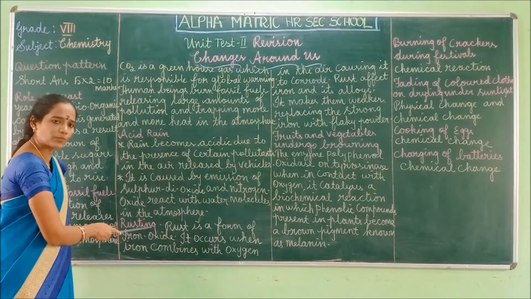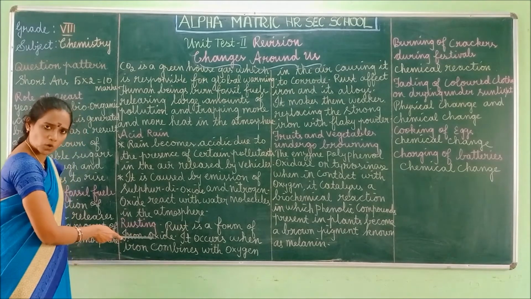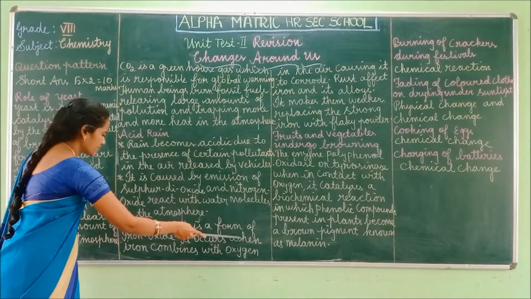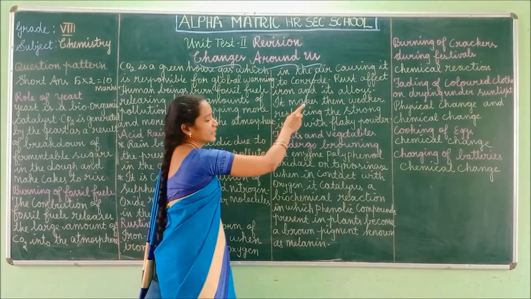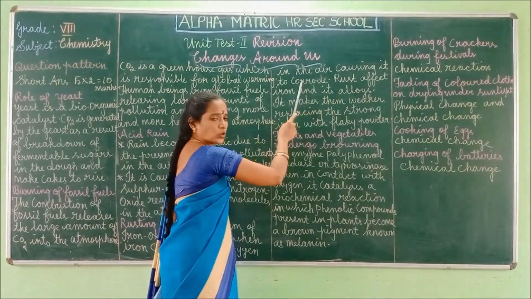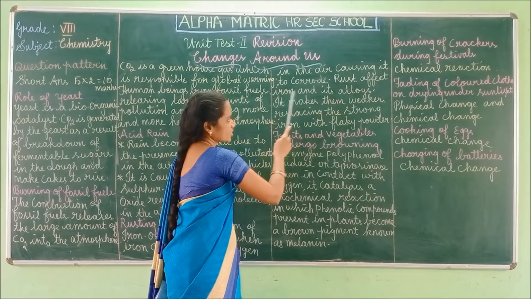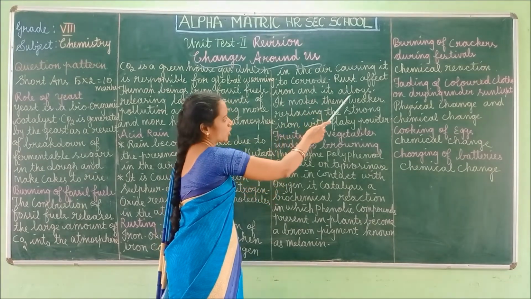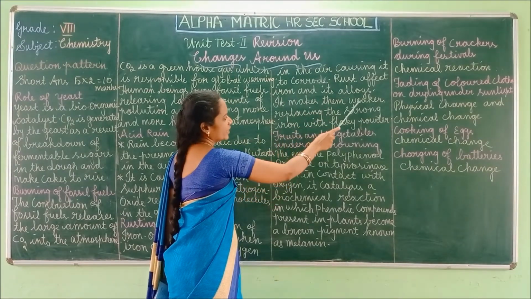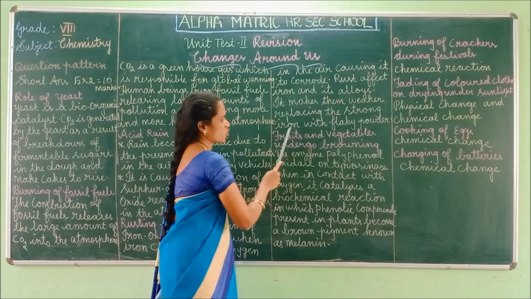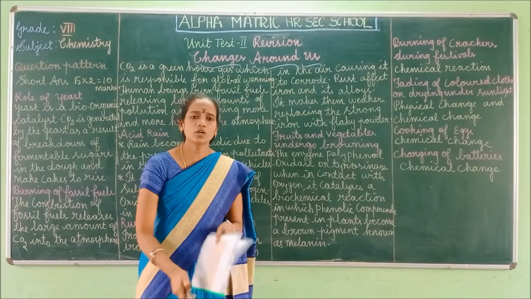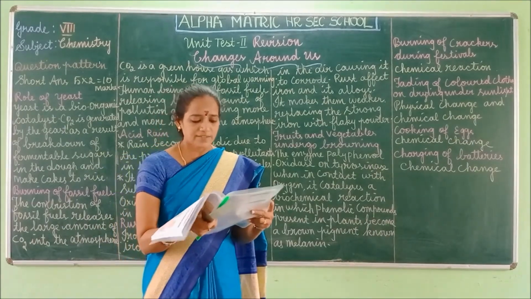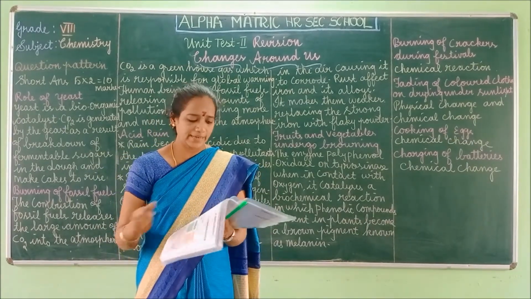Rust is nothing but a form of iron oxide. It occurs when iron combines with oxygen which is present in the air, causing it to corrode. Rust affects iron and its alloys. It makes them weaker, replacing the stronger iron with flaky powder. So rust is not good. Okay, rust is not good for iron materials.